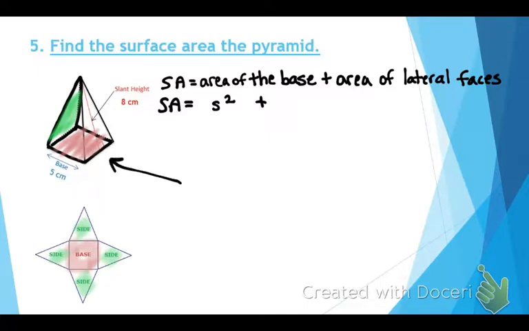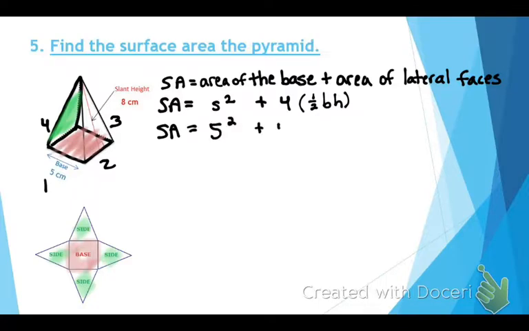Since you can see down here I've got a square, obviously we know a square has 1, 2, 3, 4 sides, which means there are 4 lateral faces, and the shape of the lateral face is a triangle, which means I'm going to be multiplying it times half times base times height. We know that the side length is 5, so it'll be 5 squared plus 4 times half times the base is 5, and our height is 8.